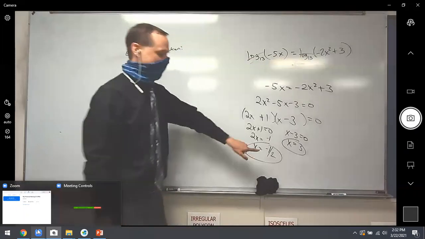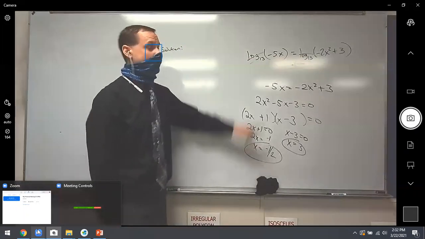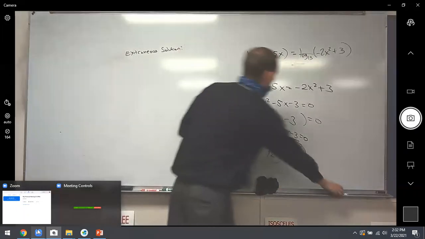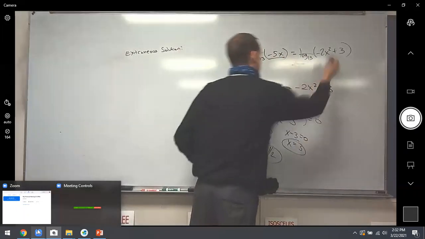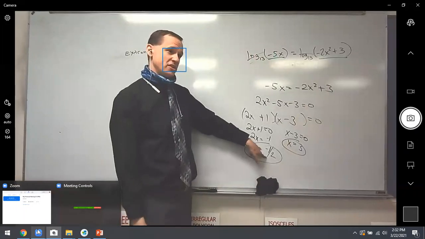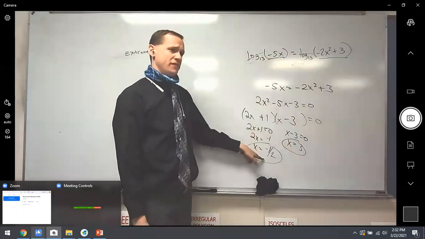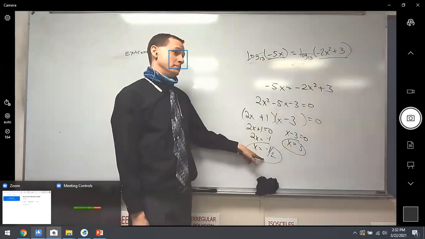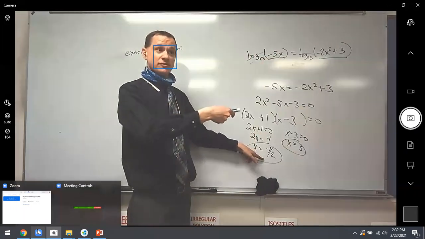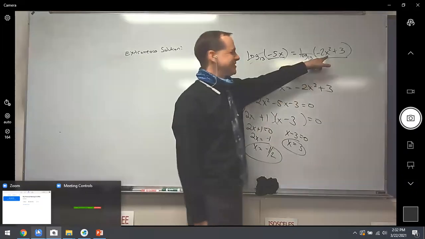Let's check them. Ready? I'm gonna do the fraction first. Negative a half. Does it work? Let's find out. What was inside the logs? This thing and that thing, correct? Plug negative a half in, see if it makes the things inside the logs positive or not. What's negative 5 times negative a half? It's a positive something, would you agree? Positive 2.5, but it's positive. Positive okay.